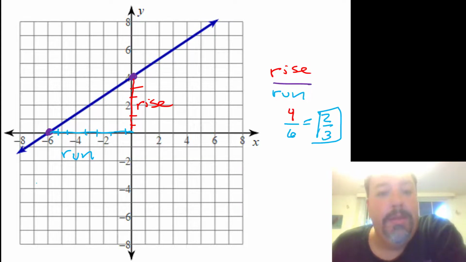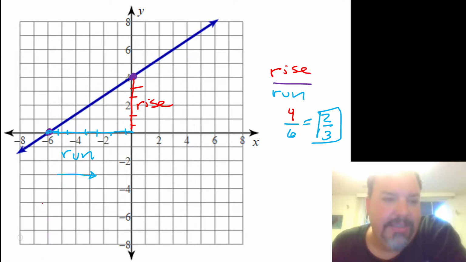When we go in the positive direction, then it's going to be a positive number. And if we go in the negative direction, it's going to be a negative number. So, if we start from this point, we would have to go up 4. Going up is positive, and we would go to the right 6. Going to the right is also positive. So it would be 4 over 6.